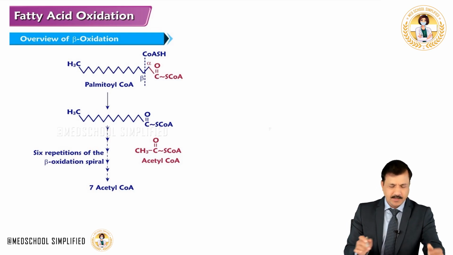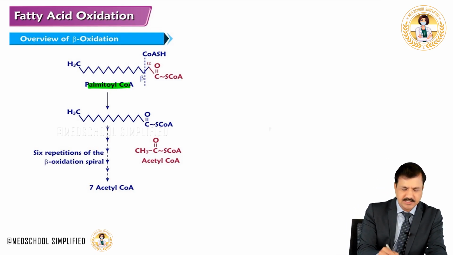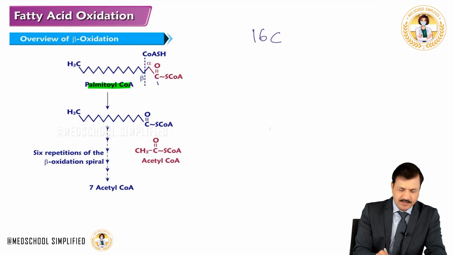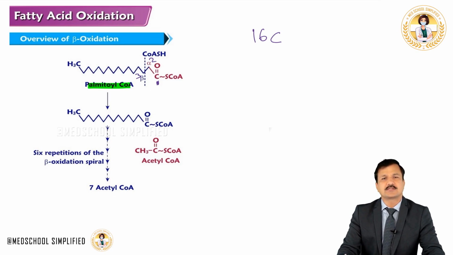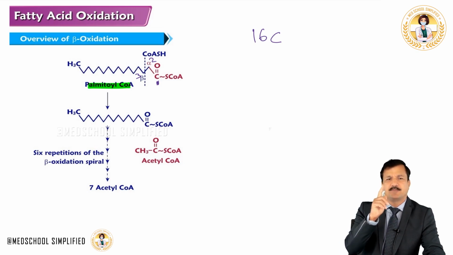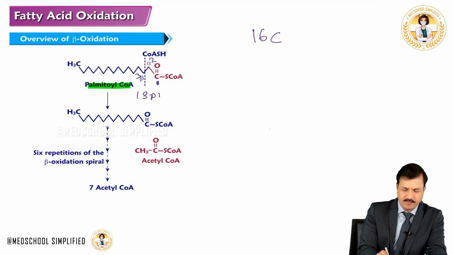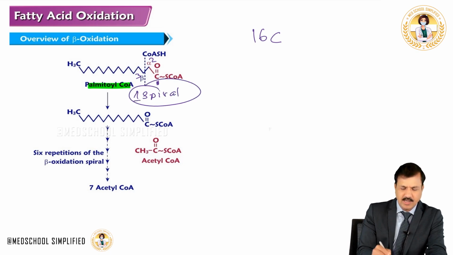Now, as you see, palmitoyl-CoA is a 16 carbon fatty acid. Number 1 carbon is always the carboxyl carbon, and then we have the second carbon and the third carbon. The second carbon is always called the alpha carbon and the third carbon is the beta carbon. So in the beta oxidation spiral, this beta carbon is the one that will undergo oxidation, and there will be 4 steps in each spiral of beta oxidation.